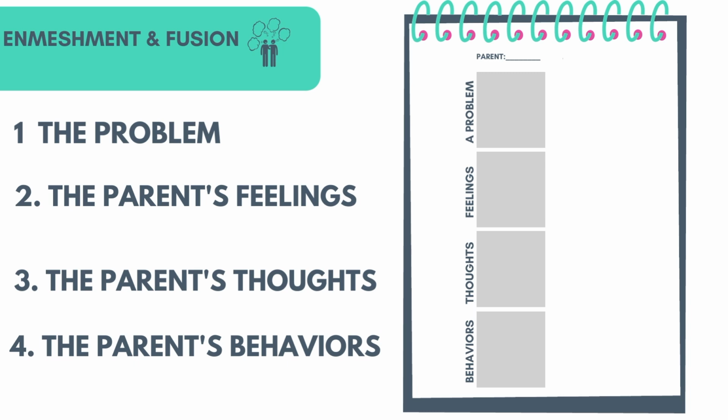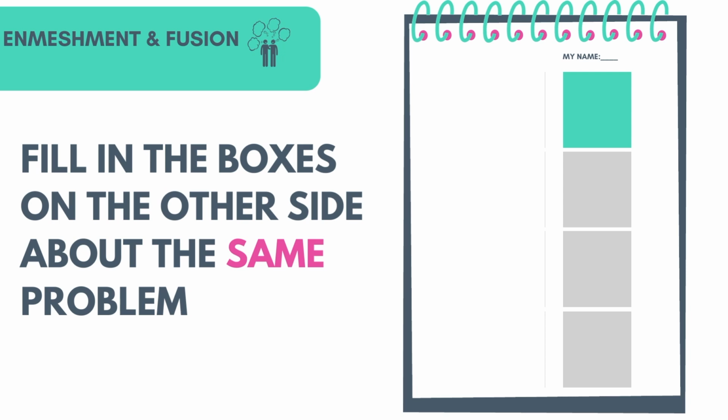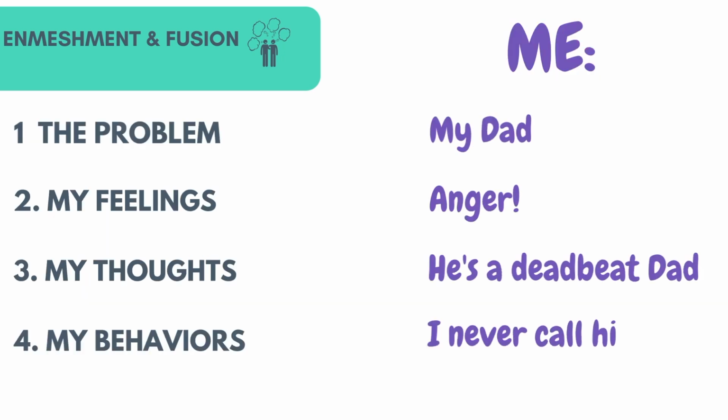Whenever I've done this with a teenager, these answers come pretty quickly, so they're able to identify their parents' feelings, thoughts, and behaviors quite easily. Then you switch to the other side of the worksheet, but you're focusing on the same problem. And if you're right about this, you're going to get very similar wording about the feelings, the thoughts, and the behaviors towards the problem, whether it's food or a parent.